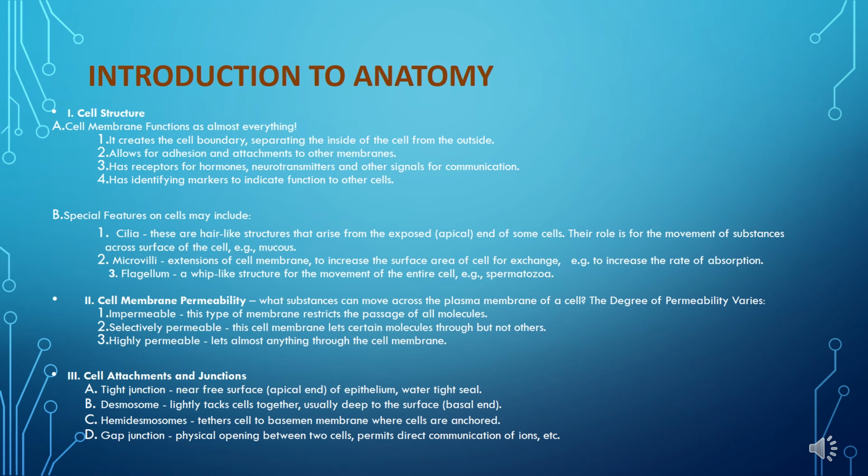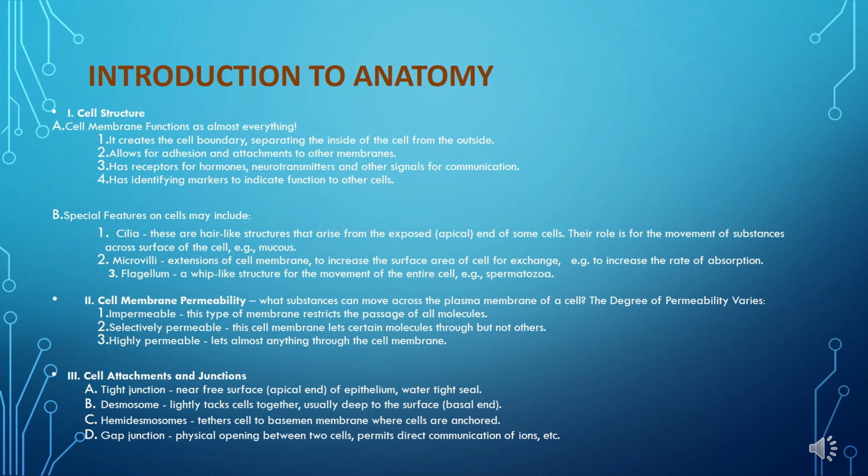Cell membrane permeability. What substances can move across the plasma membrane of a cell? The degree of permeability varies. Impermeable, this type of membrane restricts the passage of all molecules. Selectively permeable, this cell membrane lets certain molecules through but not others. Highly permeable lets almost anything through the cell membrane.